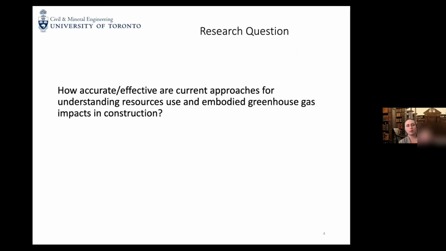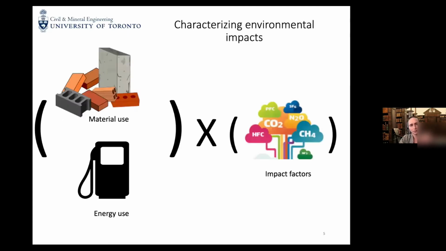So specifically in this paper, we were asking how accurate and effective are current approaches for understanding embodied greenhouse gas impacts. And part of the reason we were looking at BIM is because there is increasing access and use of quick add-on tools for BIM to make embodied calculations one click or just to make them easier. And there's lots of reasons to think these calculations should be really easy.